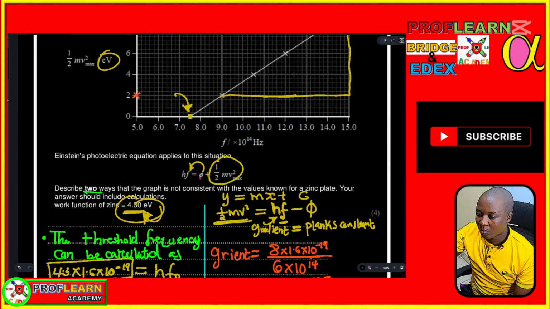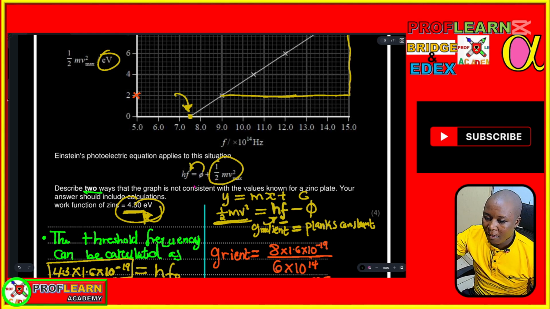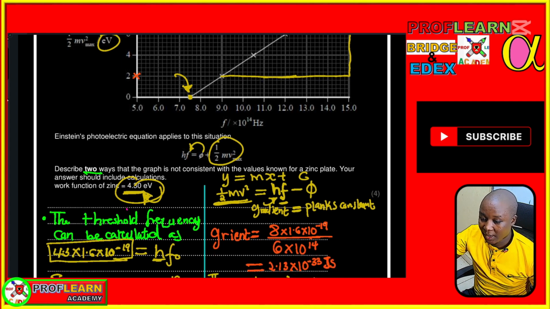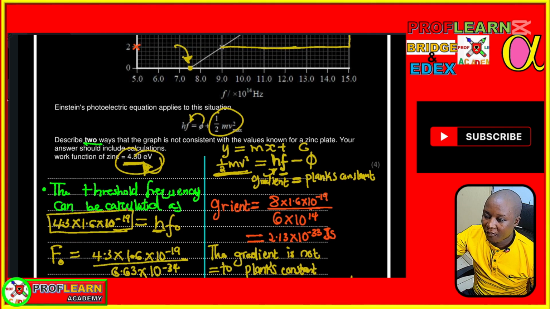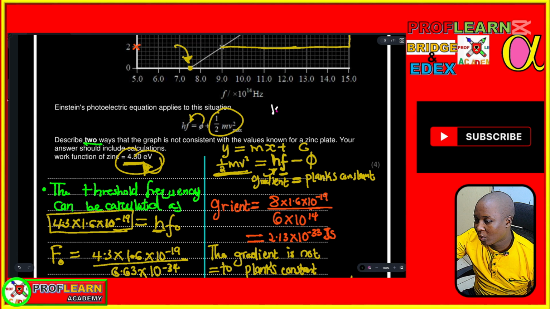hf is equal to work function plus a half mv squared. Now describe how the graph is not consistent with the values known for zinc plate. Your answer should include part of some of the calculation. So the first thing that we need to understand is that if the work function is 4.30 electron volts, then we can, because we know work function is usually drawn like that.